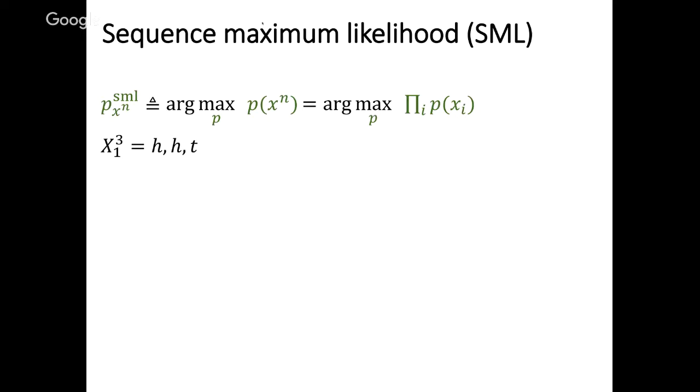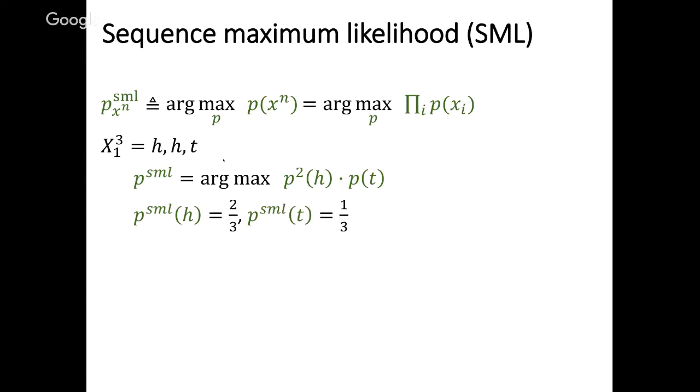Let's take an example. Suppose you toss a coin 3 times and you see 2 heads and a tail. What you want to do is find the value of p of h that maximizes the probability of heads, heads, tails. Now, since the samples are independent, the probability of heads, heads, tails is p of h whole square times p of t, the probability that you see 2 heads and 1 tail. And you solve this optimization problem, you'll end up with the probability of heads as 2/3 and the probability of tails as 1/3. Okay, and this is a general phenomenon: the sequence maximum likelihood will be exactly equal to the empirical frequency distribution.